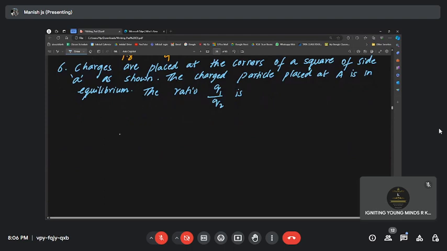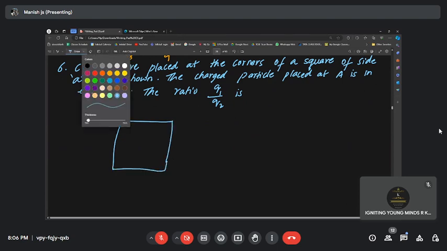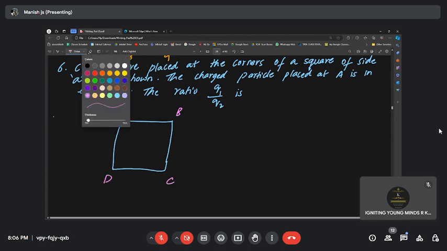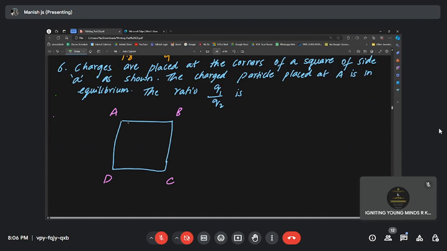This is the figure. So you have a square like this. This is A, this end is B, C, and this is D. Now there are charges, children, here. At A you have plus Q1, at B minus Q2, at C plus Q1, and at point D minus Q2. And the length of the square is a. So this is what is given in the question.